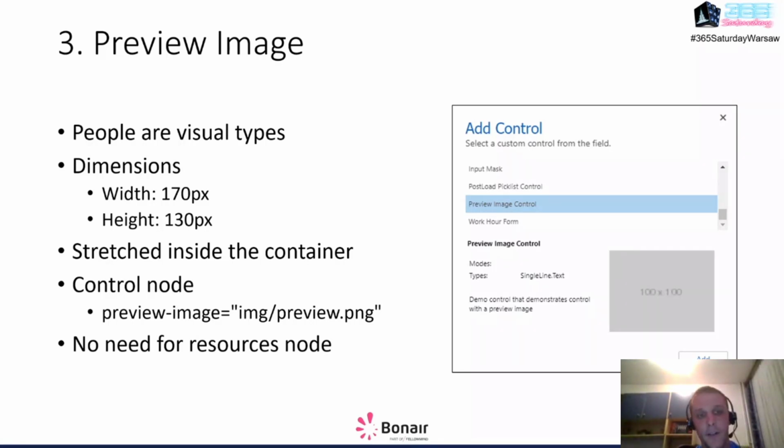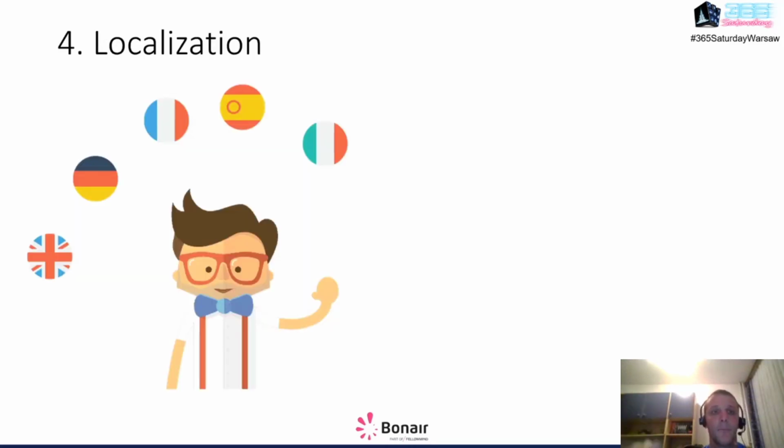It's easy to include it. Just add preview image to your control node, put a path to the image, and you're good to go. You don't need to include the preview image in your resources node in the manifest file, like I saw on a few controls. So just don't duplicate your code. You just don't need to include it there. So that's for the preview image.